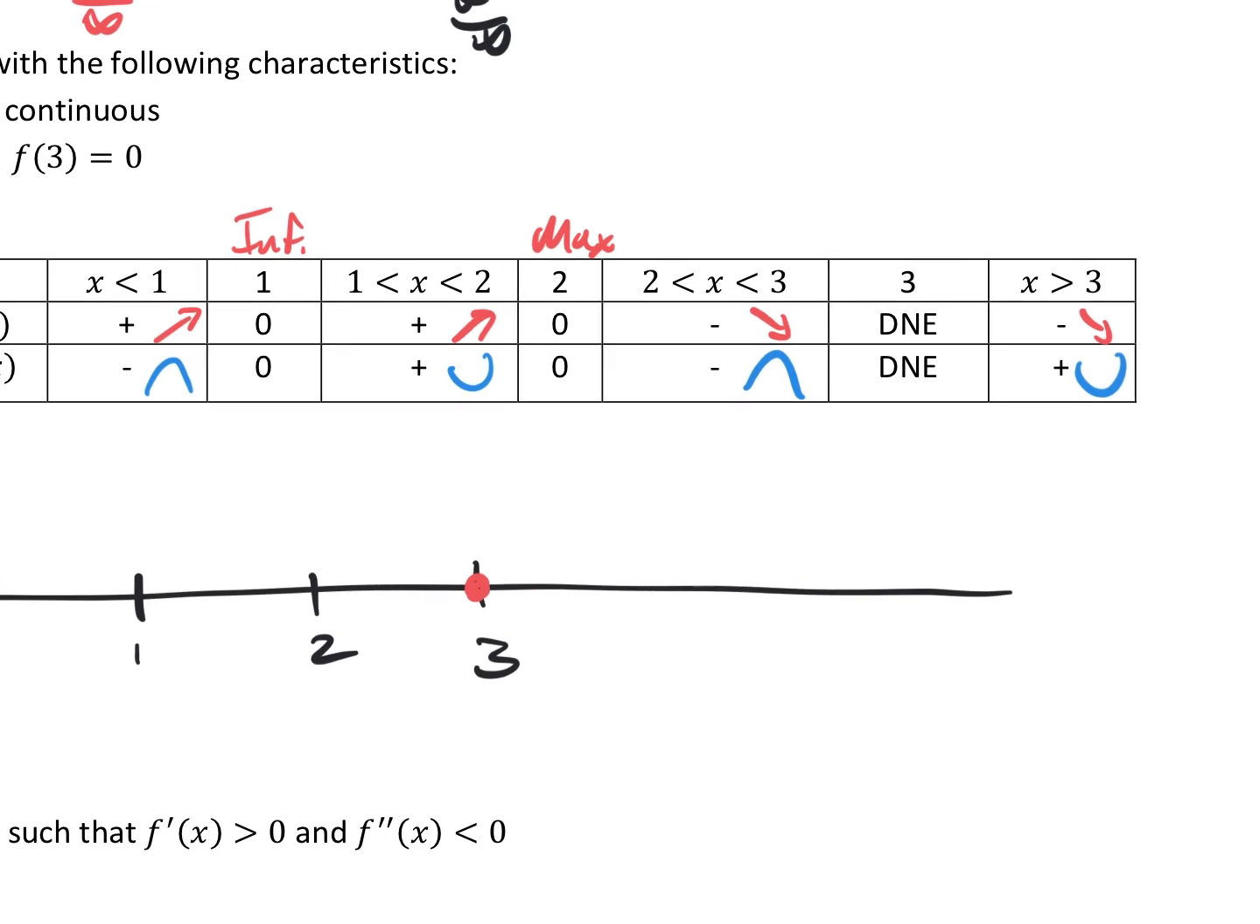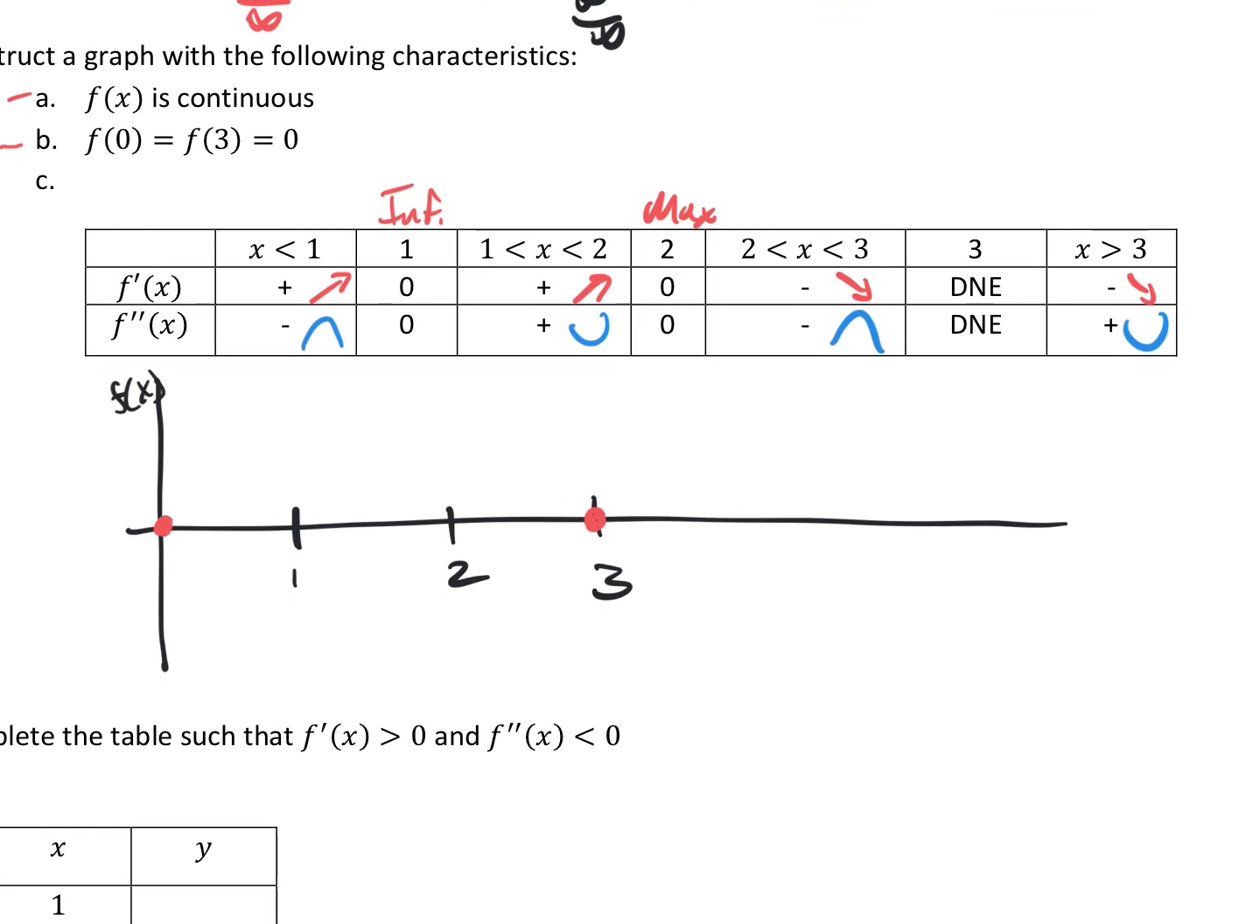Here at 3, we have the fact that it doesn't exist. So that means we can have an asymptote or a point. Maybe it's pointy. And then the concavity is not changing there, so it's not necessarily going to be pointy, but it could be. Let's find out. Let's go and graph it.